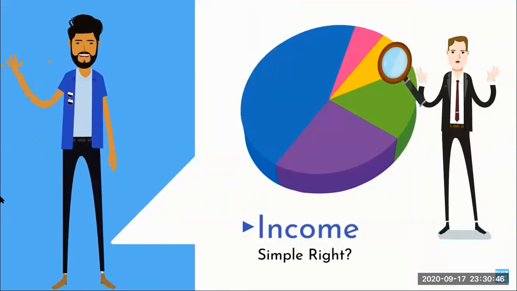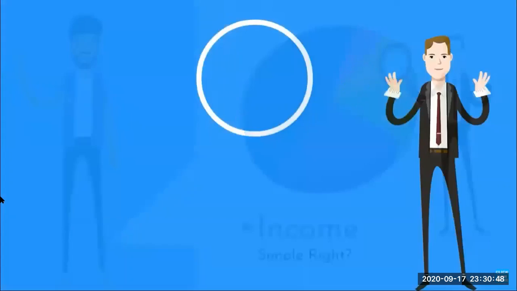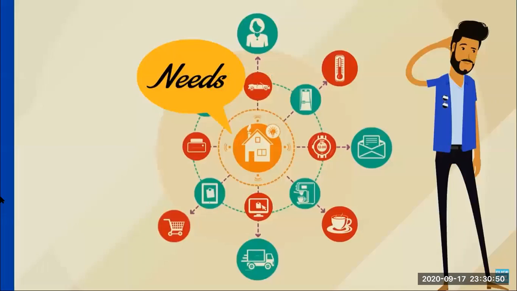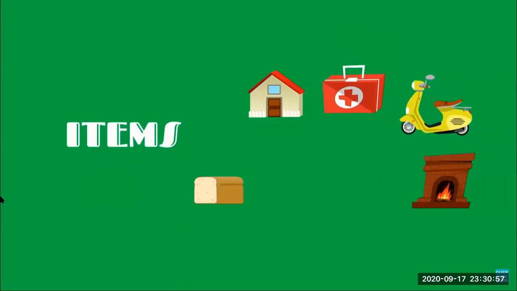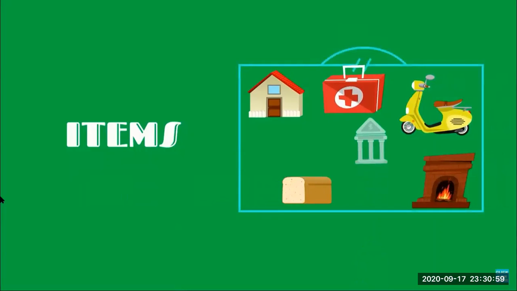Simple, right? But let's look at it a little closer. Step 1. Limit your needs. Needs are things you can't live without. These include things such as housing, health, transportation, utilities, food, paying off debt, and the bare minimum for clothing, shoes, and other living supplies.